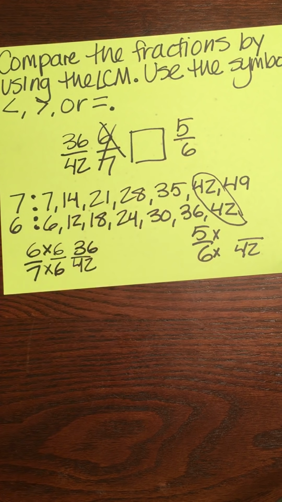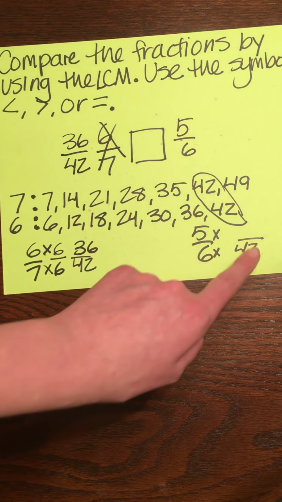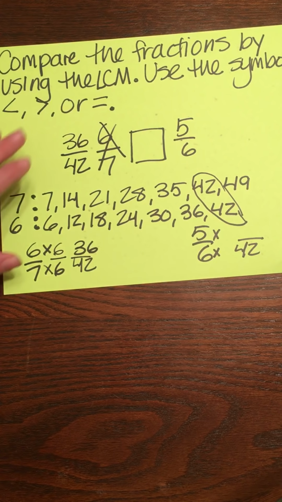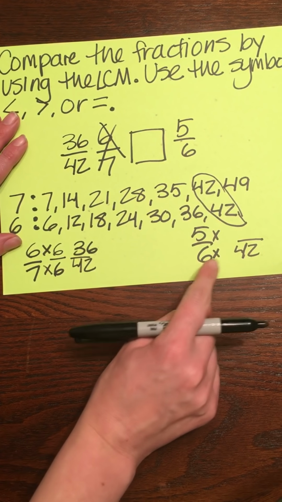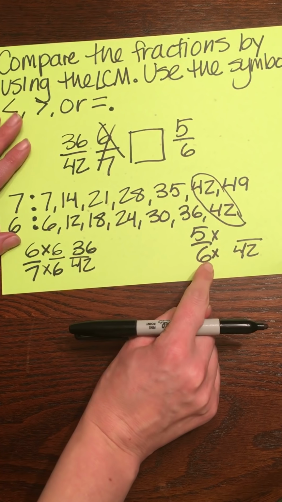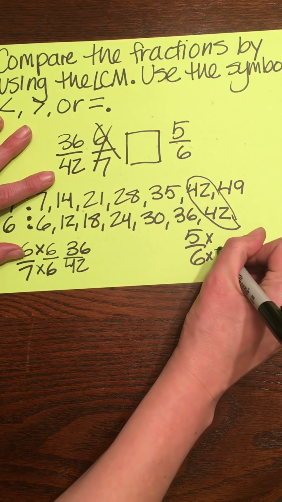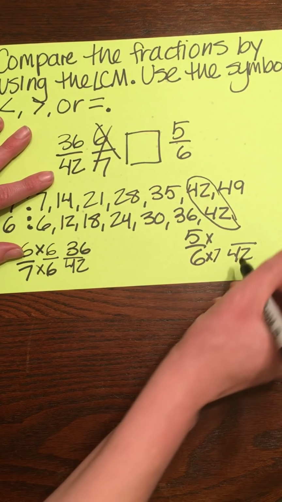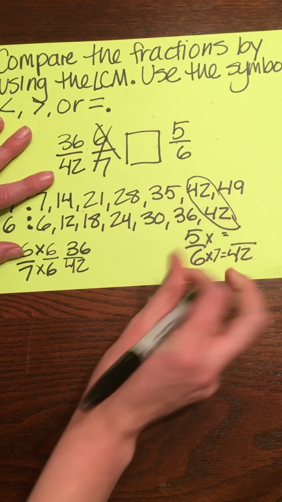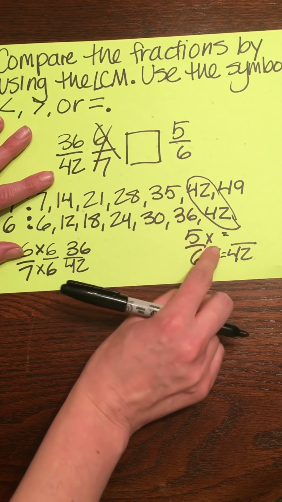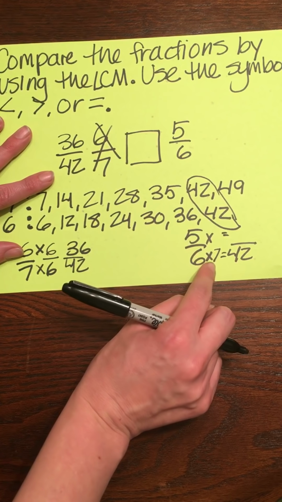Okay, now let's go to our next one. We're going to want to change that to 42 also. So this is going up, and we decide, what do we times 6 by to get 42? You can actually times it by 7 to get 42. Now we decide, what do we multiply this by? Well, the same thing you did on the bottom.